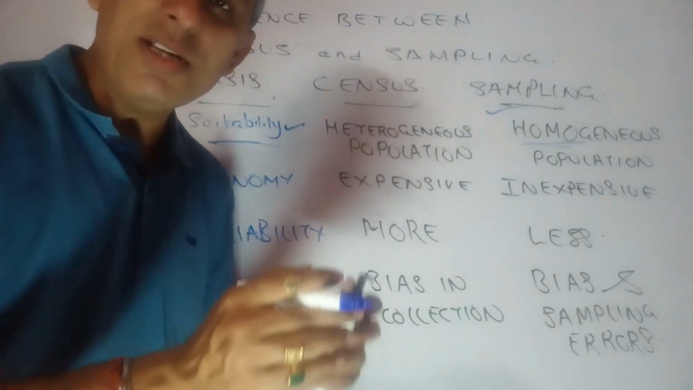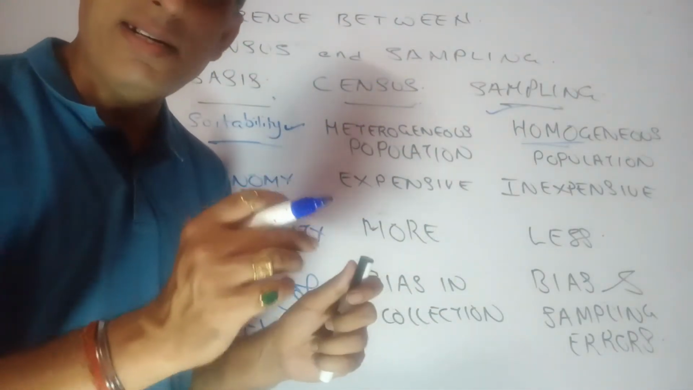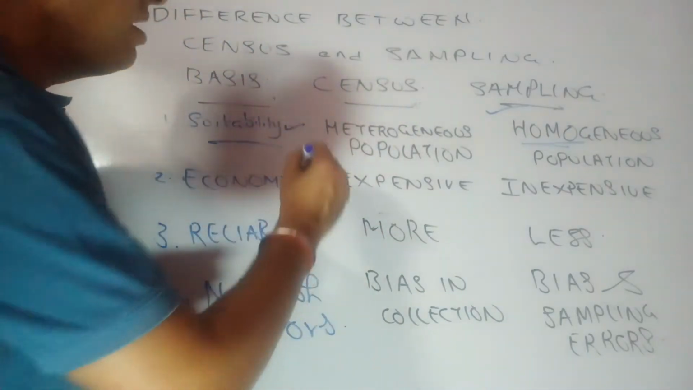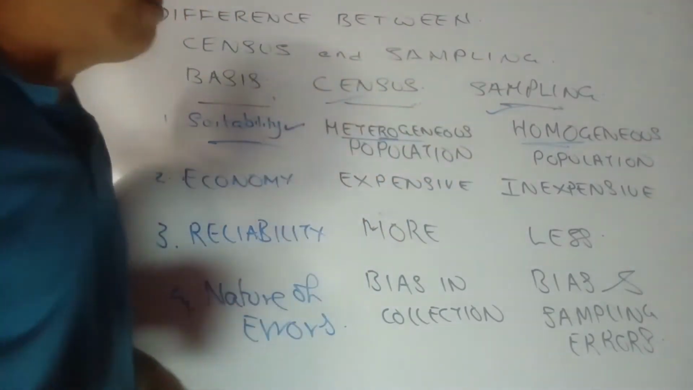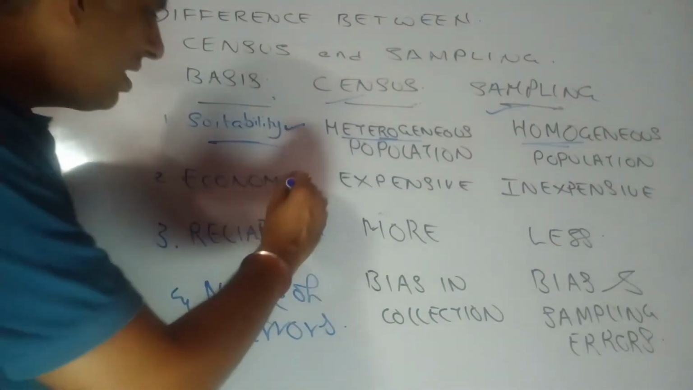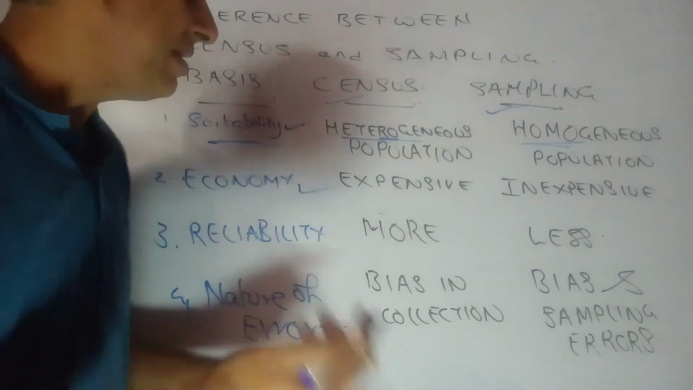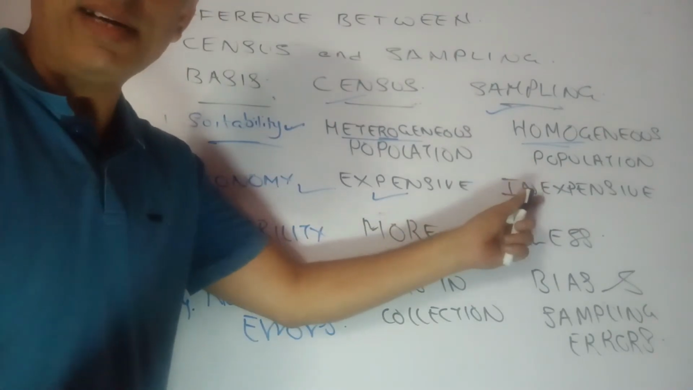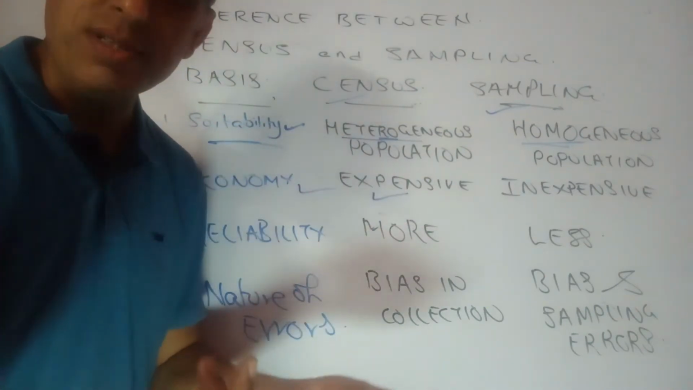But where the population is different, appears to be different in some segment or the other, and needs to be studied intensively for each and every element, then census method should be preferred for heterogeneous type of population. Heterogeneous means different from one another, each element. Come to next one. Economy. Now, if you take each and every element for study, naturally it will be expensive. But if you take a comparatively smaller sample, it will turn out to be cheaper and inexpensive as such. It goes without saying. It's anybody's guess.